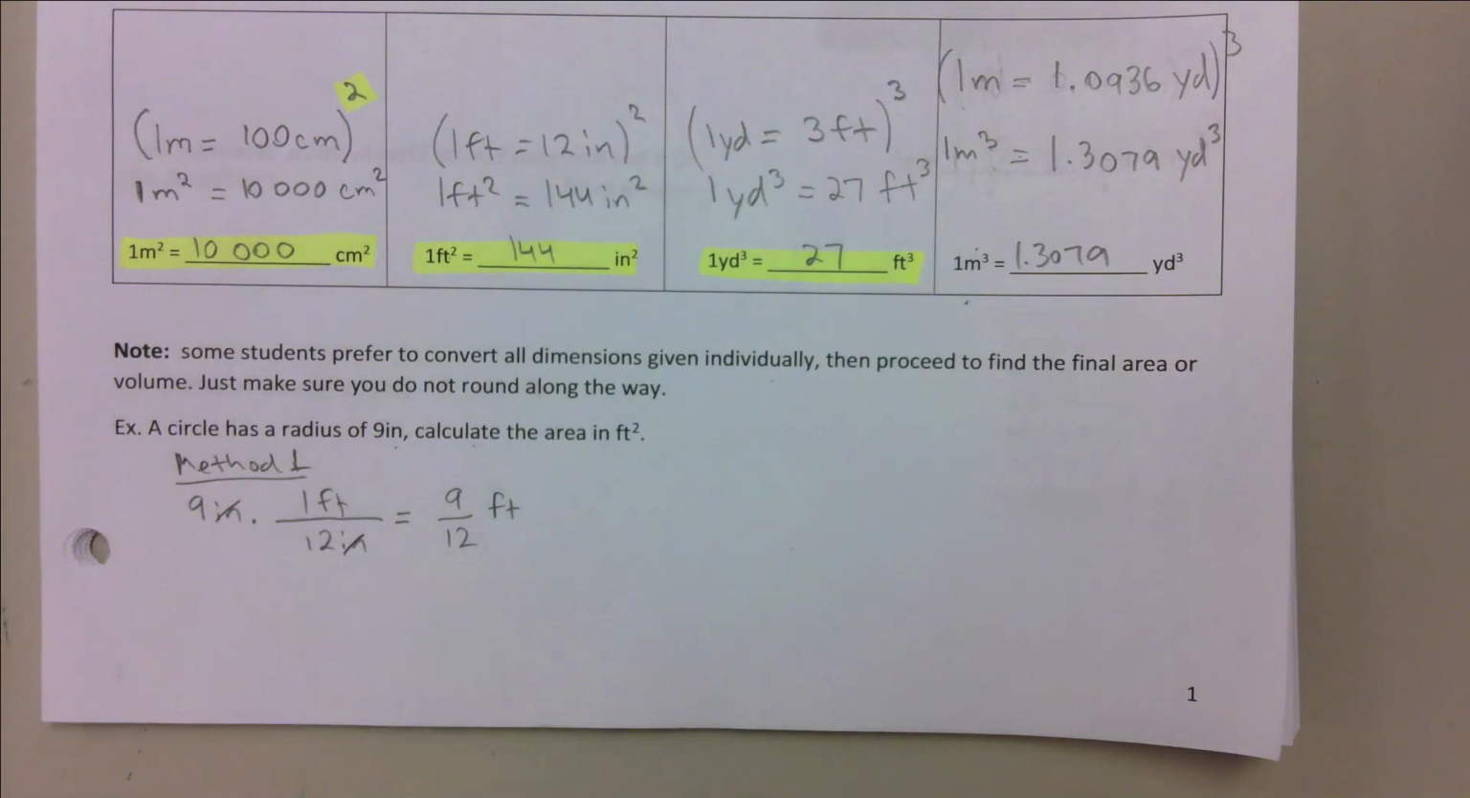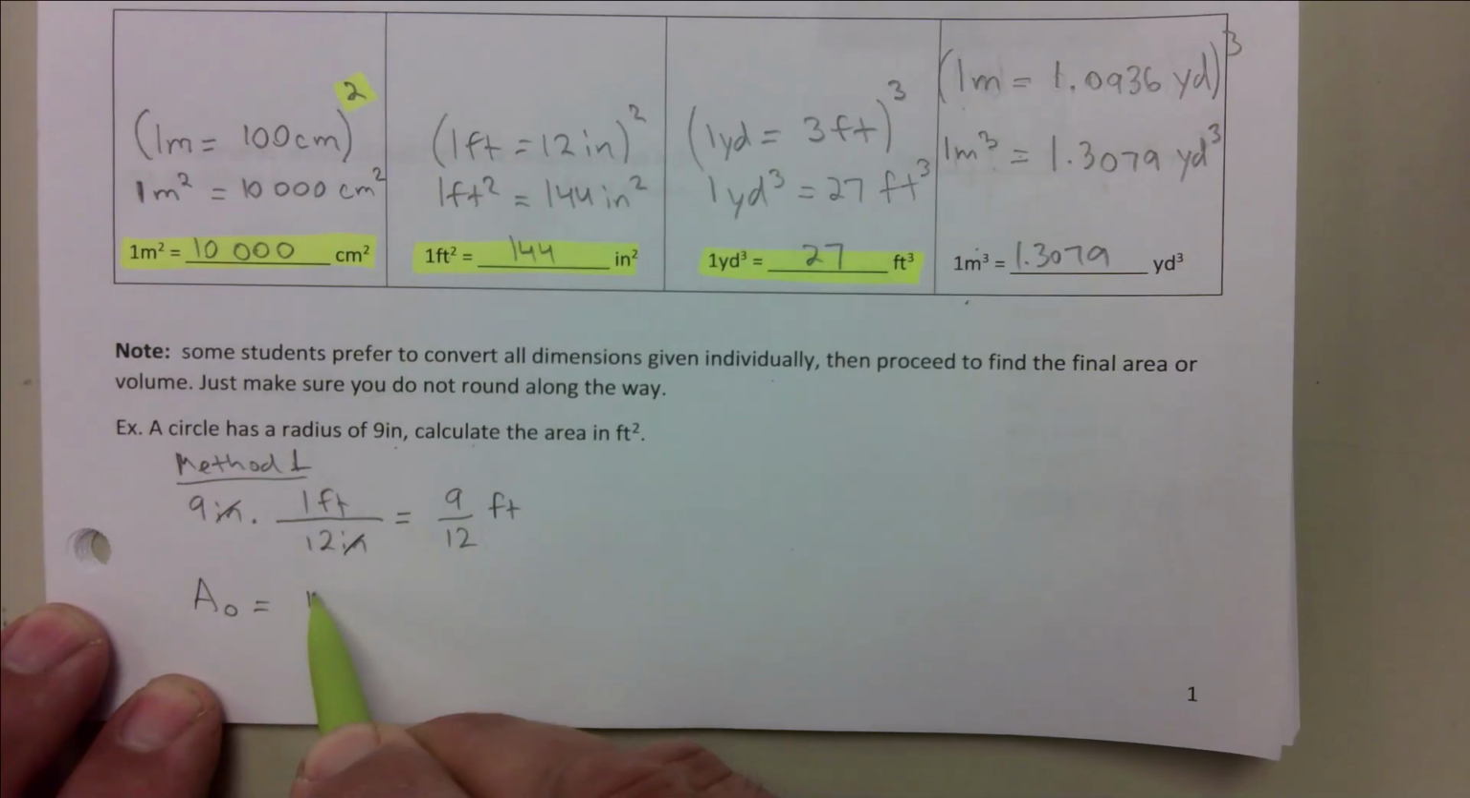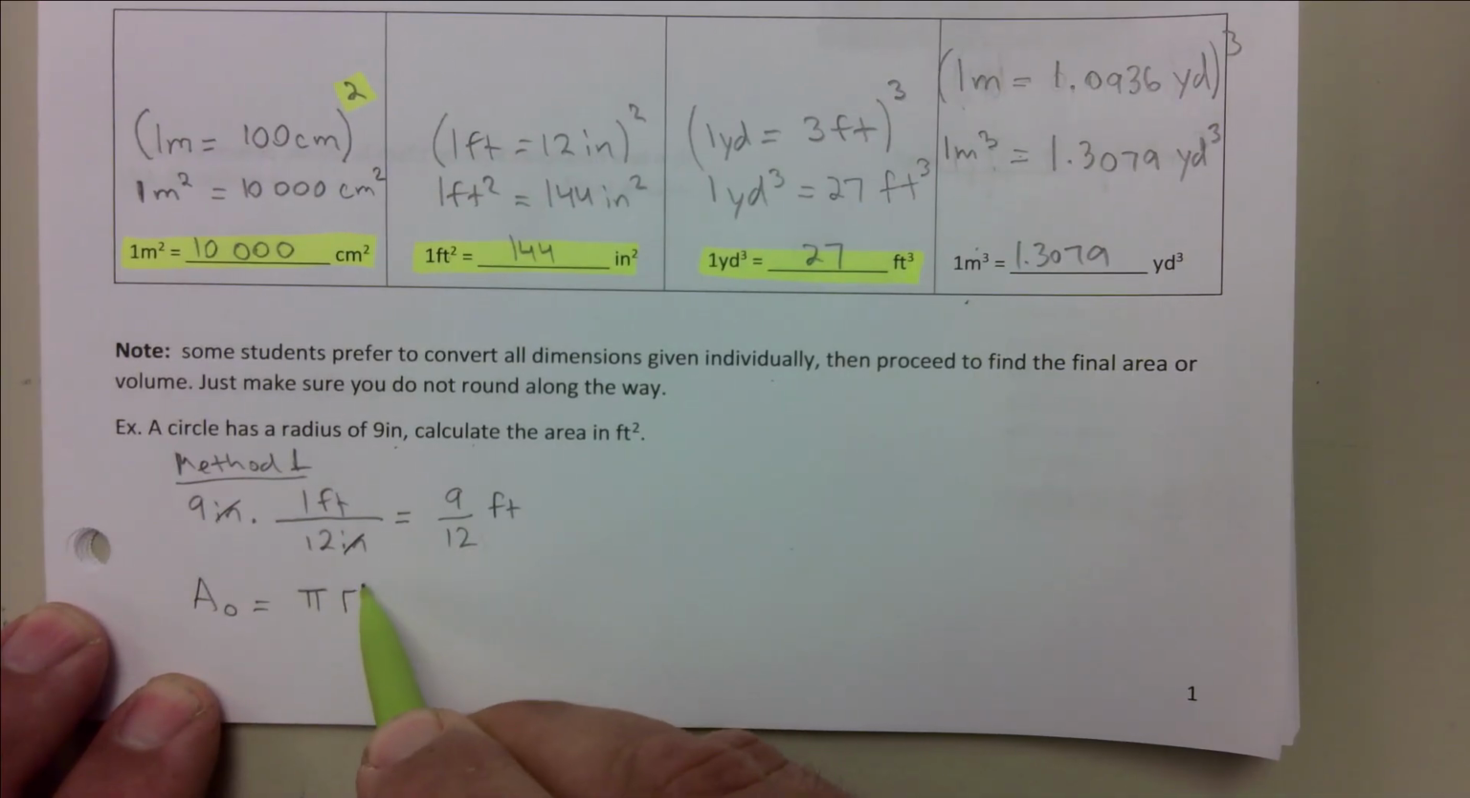Okay. Why am I not turning it into a decimal? Because we have a calculator that can handle it, right? So what's the area of a circle? Pi times radius squared, correct?